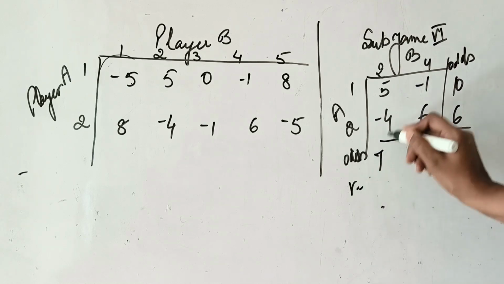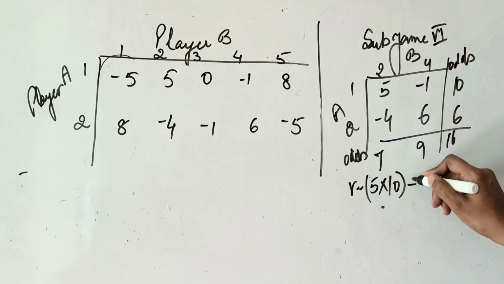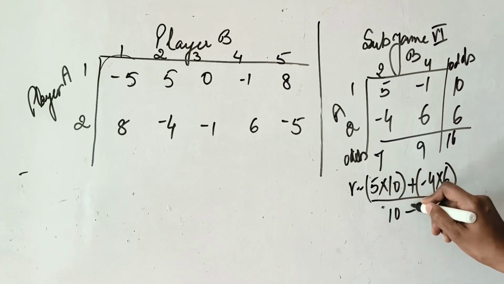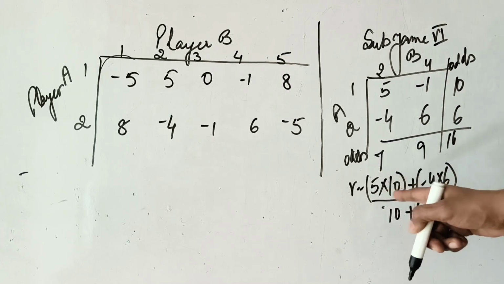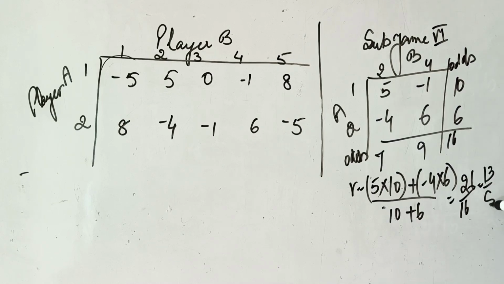So the value of the game is 5 into 10 plus -4 into 6, divided by 10 plus 6. From here it will be 50 minus 24. That will be 26 divided by 16. If we reduce it further, it will be 13 by 8. So this is the answer of the 6th subgame. Let us move on to the next subgame.